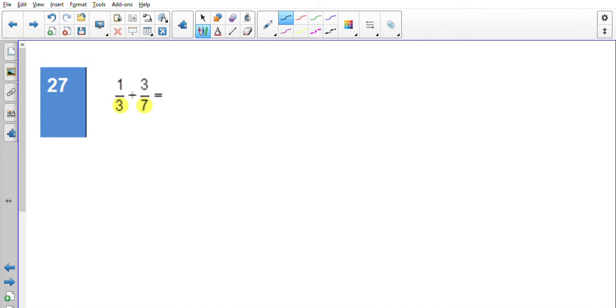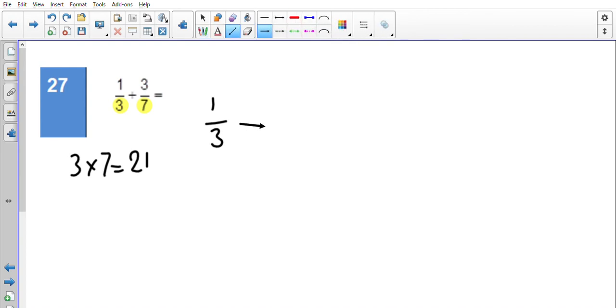So I'm going to have to find a common multiple. The easiest way to find a common multiple of both 3 and 7 is to multiply them together. So 3 multiplied by 7 equals 21, which means that if I turn both of these fractions into 21ths, I can make both denominators the same, which means I can add them quite easily. So I need to make a third into 21ths.